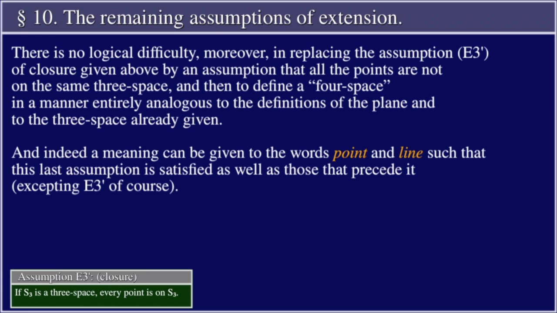an assumption that all of the points are not on the same 3-space, and then to define a 4-space in a manner entirely analogous to the definitions of the plane and of the 3-space already given. And indeed, a meaning can be given to the words point and line such that this last assumption is satisfied, as well as those that precede it, excepting E3 prime, of course.